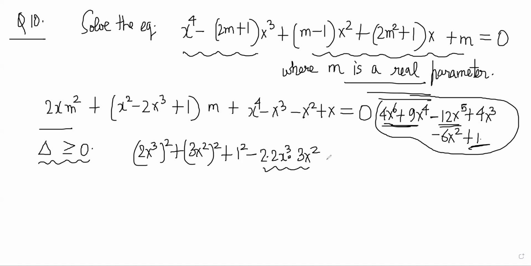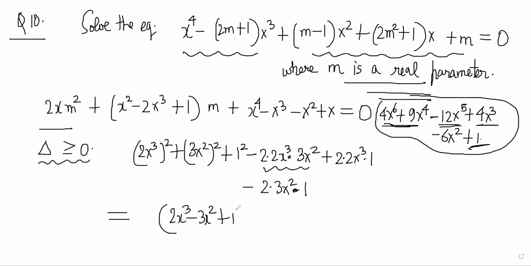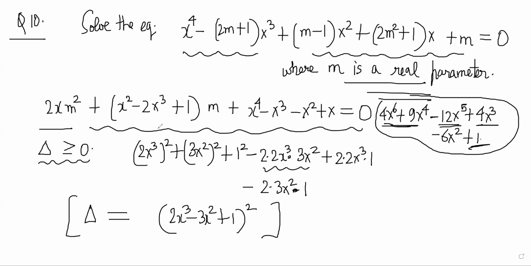Then we have a plus 2 into 2x cubed into 1, plus 4x cubed term. And I have a minus 2 into 3x squared into 1. Right? So this is clearly fitting the pattern. This is 2x cubed minus 3x squared plus 1 whole square. That is the discriminant. So after a little bit of algebra, we are getting that the discriminant of this quadratic is a perfect square. So now we are going to be easily able to find the roots of this quadratic.